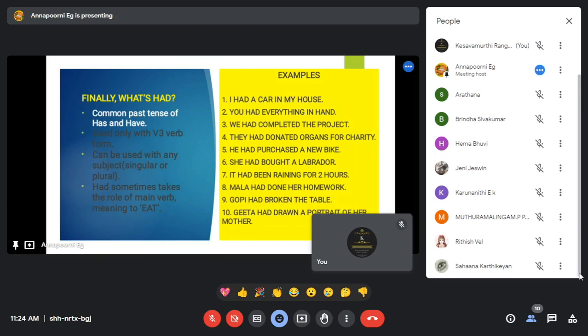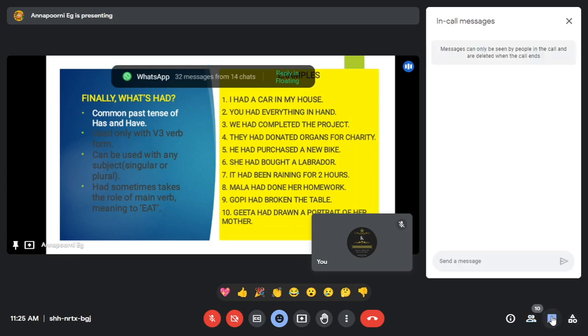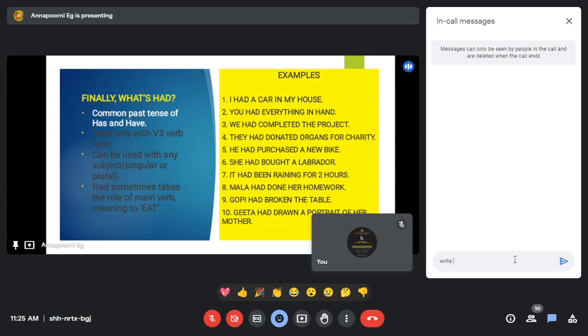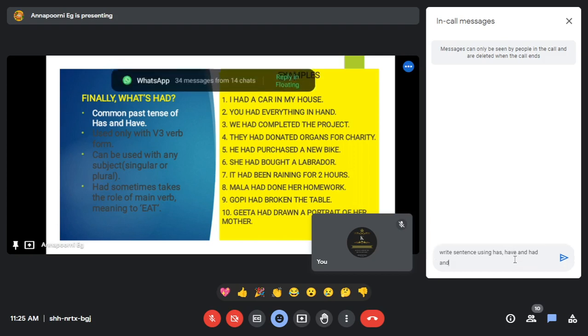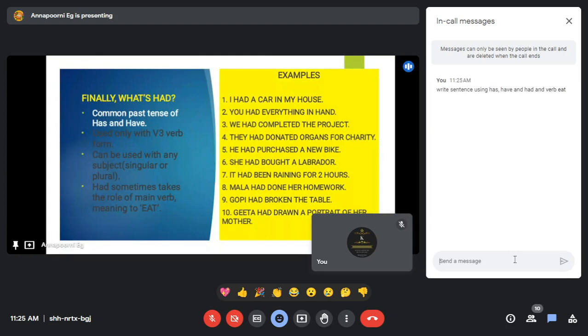Okay, very good. So here you can see it had been raining for 2 hours. So it means that for 2 hours it had been raining. So now it is not raining. Now the rain has stopped, but you are telling what happened 2 hours back. Now the rain has stopped, but 2 hours back, what was happening? It had been raining. That's why we are telling it had been raining for 2 hours. Next is Mala had done her homework. Yes, Mala had completed her homework.